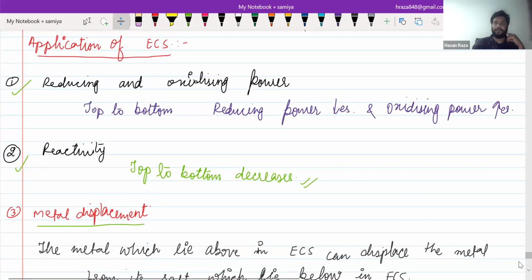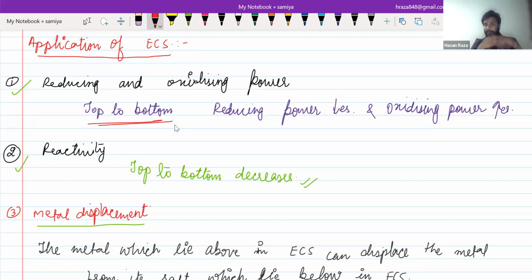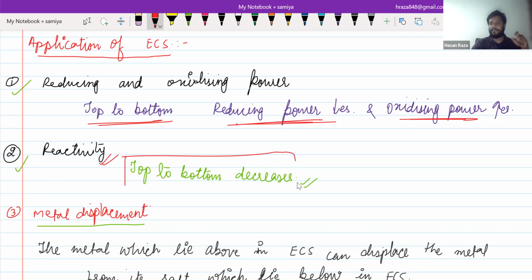Applications of ECS. First, we compare oxidizing and reducing power. According to my series, top to bottom, E naught R value increases. That's why reducing power decreases and oxidizing power increases. Reactivity top to bottom decreases. Now just take a screenshot.